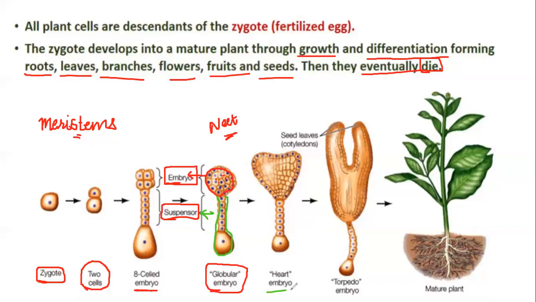Finally, it changes into a heart-shaped embryo. Look, heart shape. And last, it turns into a torpedo embryo. They will be asking this particular thing: what are these? They are the cotyledons.